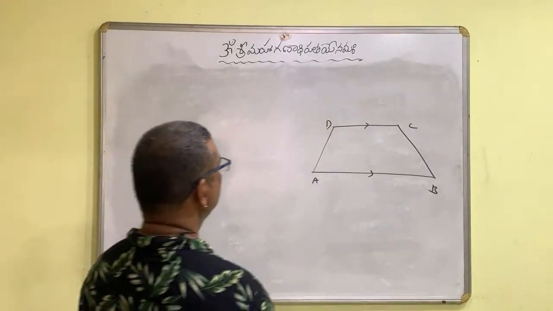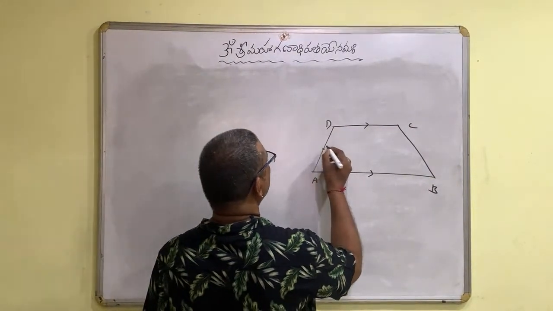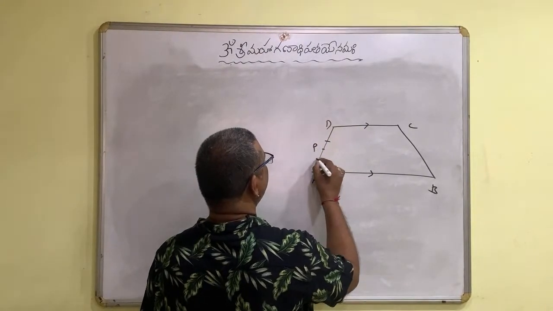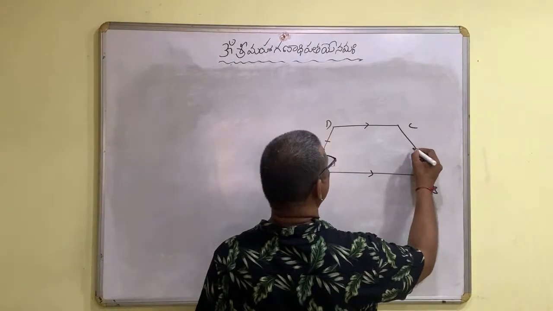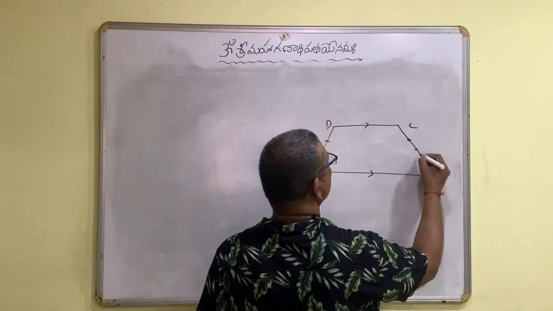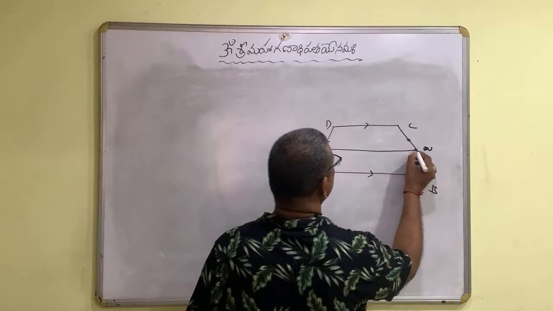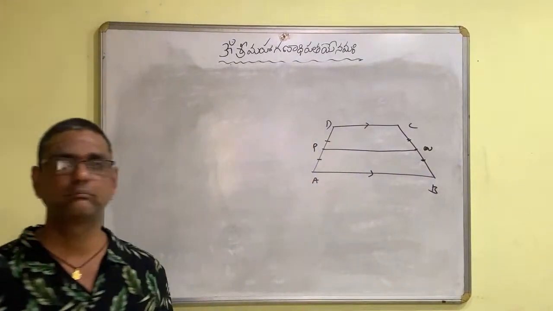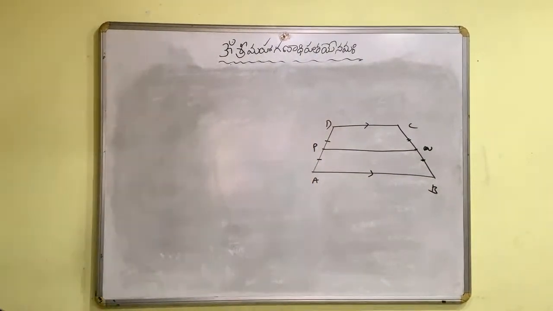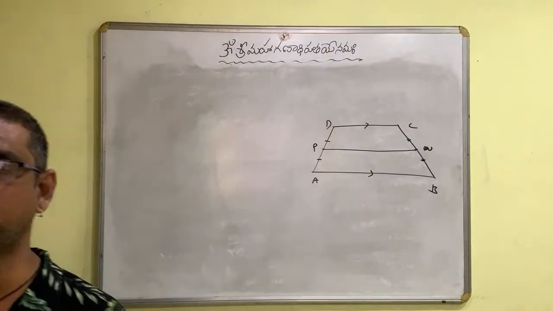So P is the midpoint of AD, Q is the midpoint of BC, and join PQ.